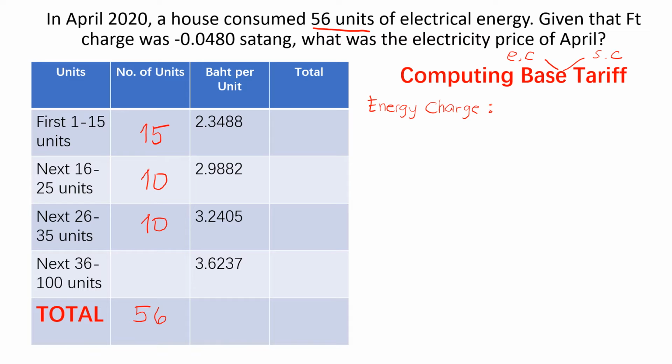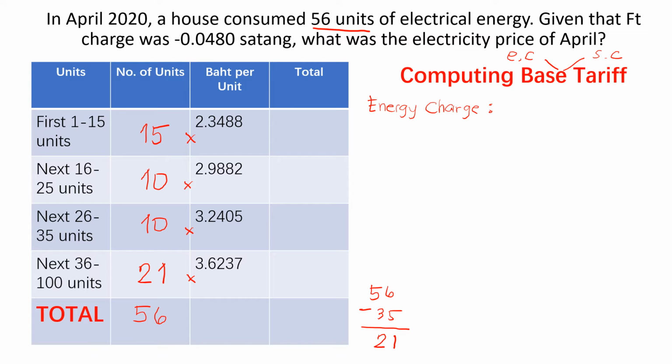So how to get your number of units here? You can just have your 56 minus 15 plus 10 plus 10, so this will be 35. So 56 minus 35, so you will get a value of 21. So our unit here is 21. Okay, now the next thing to do is just to multiply each given value.